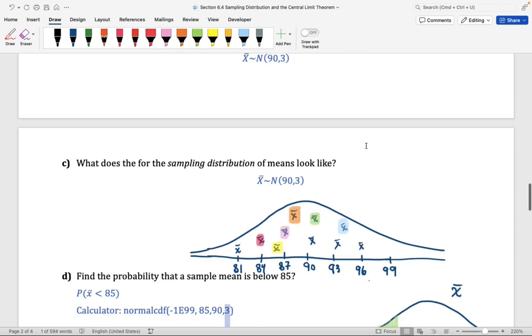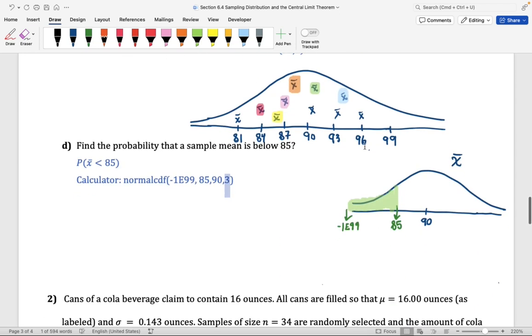The reason why we're not using 15 here is because we're talking about the probability of X bar being less than 85. If we were talking about the probability of X being less than 85, then yes, we would use 15. But here we're talking about a sample mean. We're not just talking about an observation from the X distribution.